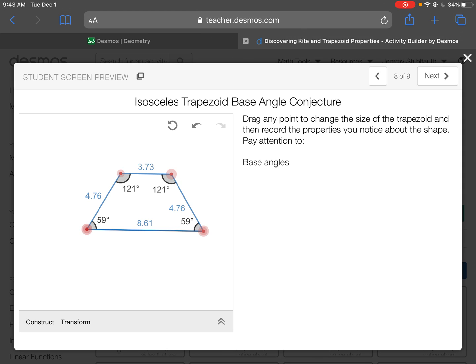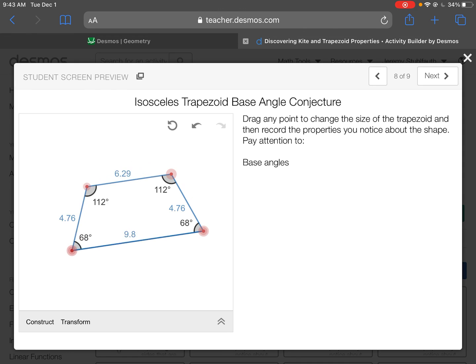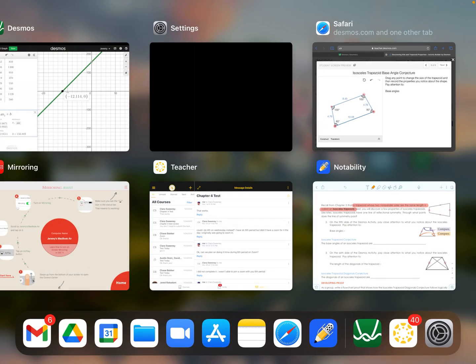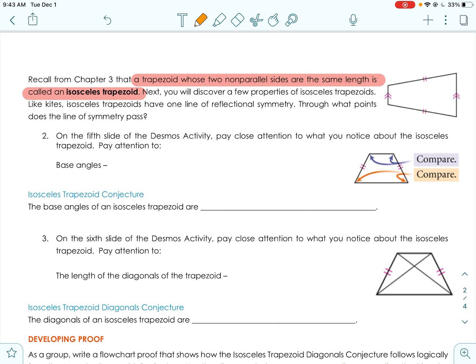121, 121, 59 and 59. 100 and 100, 80 and 80. So at this point, you should probably be able to make a conjecture. You notice that these base angles appear to be congruent. Now, again, this is only for isosceles trapezoids. So the base angles of an isosceles trapezoid are congruent.